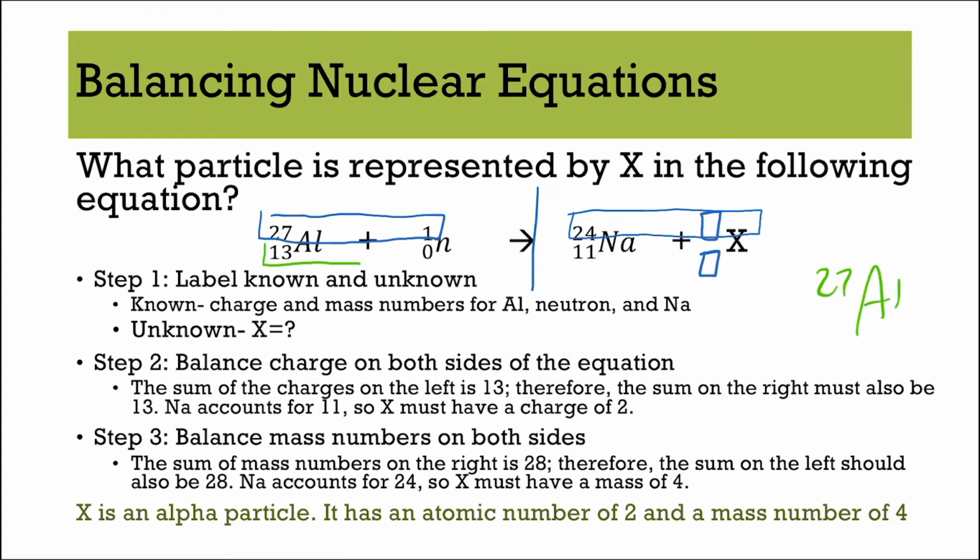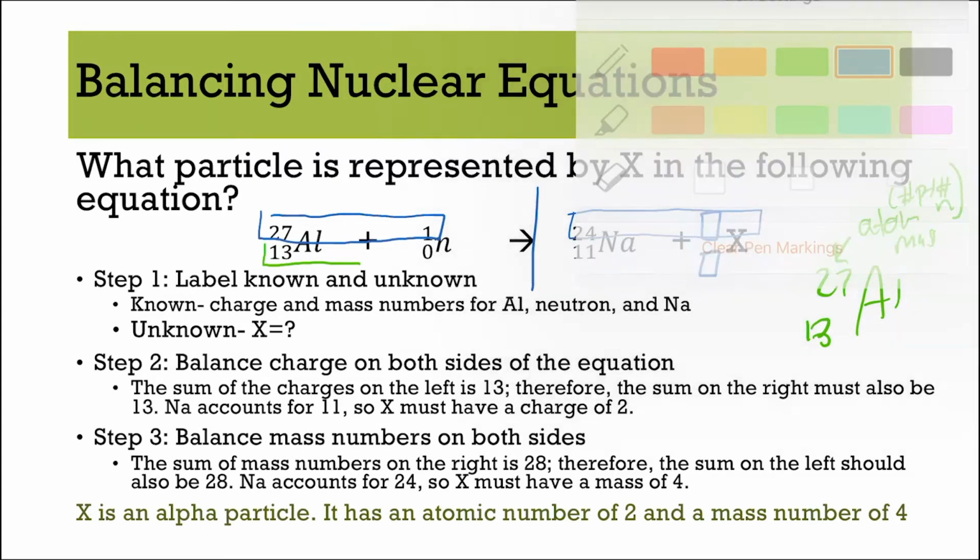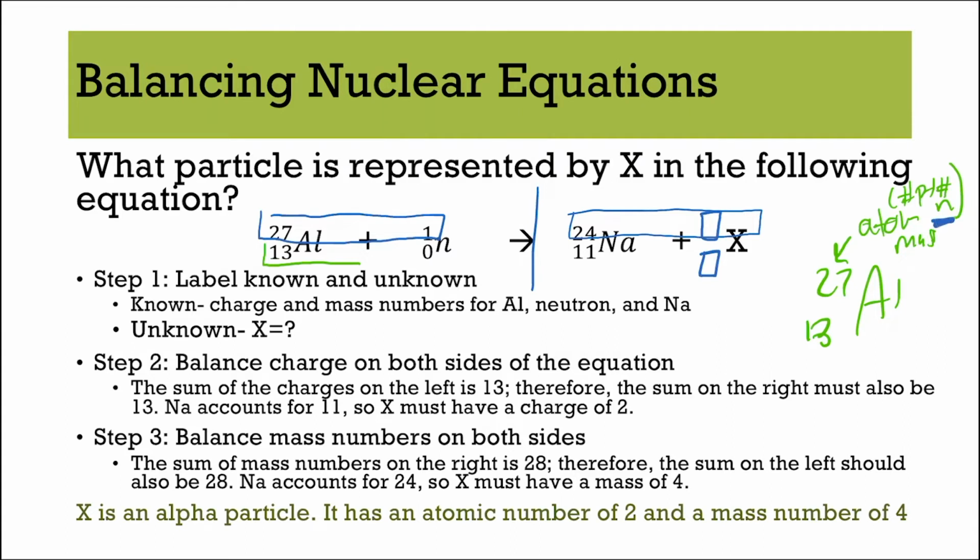So 27 aluminum. The top number, remember, is the atomic mass, and that's the number of protons and number of neutrons. The reason it can change, because different elements can have different masses, is that you can change the number of neutrons. This bottom number is the atomic number and tells you the number of protons only. And remember, that's specific to an element. Going back to this example, if we add up all the bottom numbers on the left side, it needs to equal the sum of the bottom numbers on the right side.